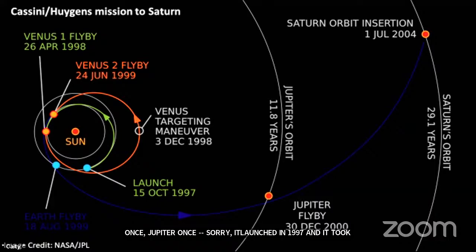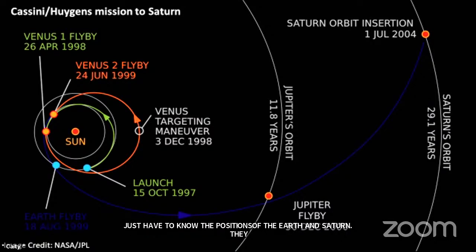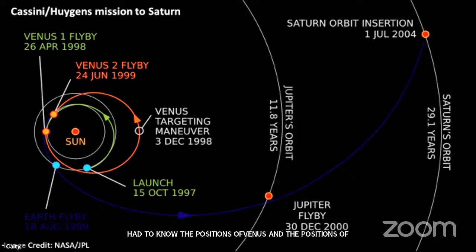And that means that the people planning this mission didn't just have to know the positions of Earth and Saturn, they also had to know the positions of Venus on two different dates and the position of Jupiter. You wouldn't think that to send a spacecraft to Saturn, you'd need to keep track of where Venus is, but we very much did. And this is what gave this spacecraft enough momentum, enough speed to get out of the inner solar system and reach Saturn in only 7 years.